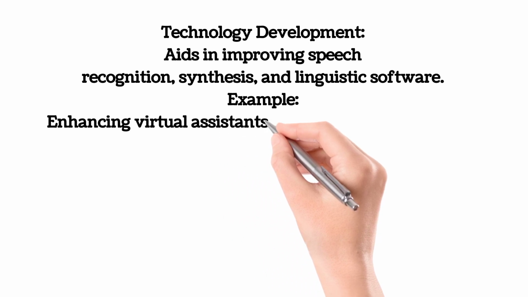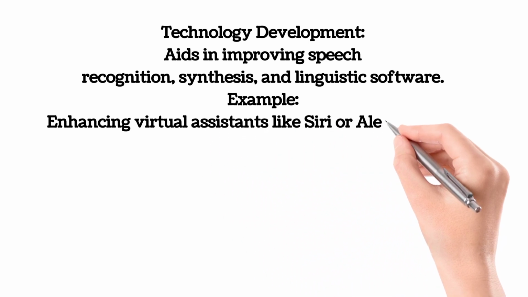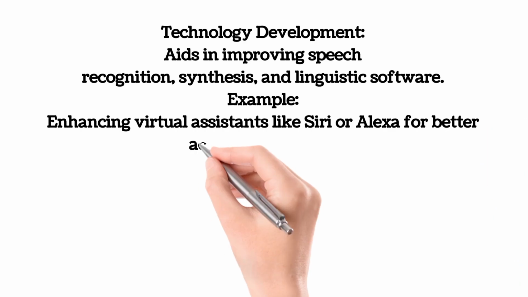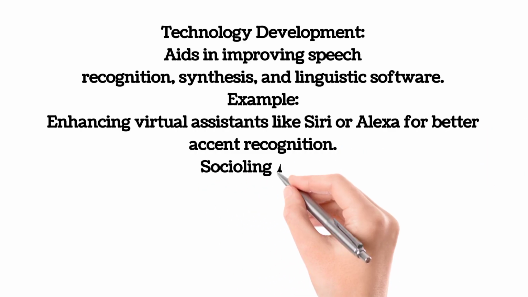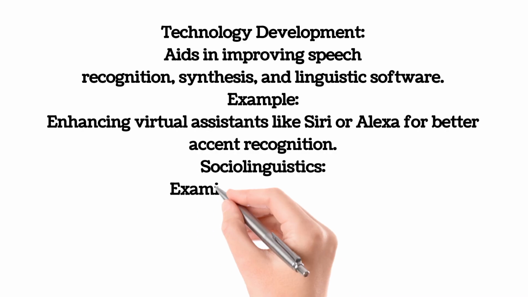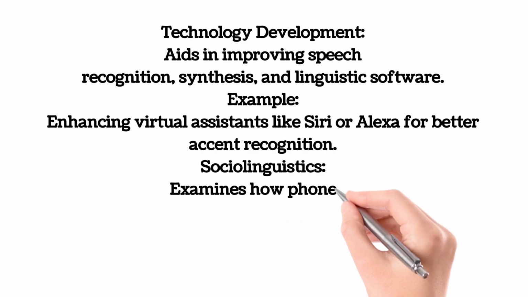Sociolinguistics examines how phonetic and phonological features vary across social groups and contexts. Example: investigating regional accents in British English.